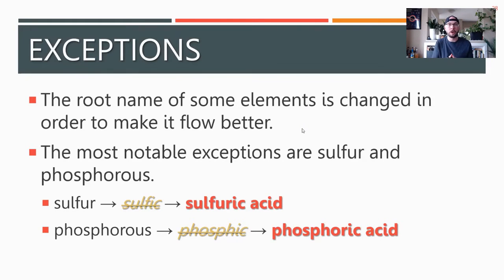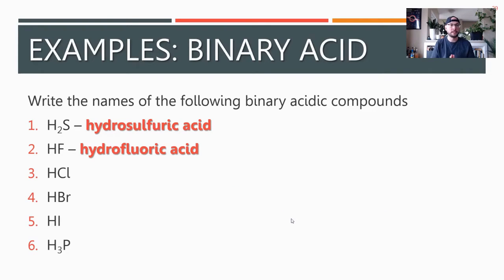Okay, there are a couple of exceptions to this. We do not call it hydrosulfic acid. We call it hydrosulfuric acid. So we don't drop the ending of that sulfur. We keep the root name and the end, because it just flows better. Same thing with phosphoric acid. We don't call it hydrophosphic acid. We call it hydrophosphoric acid. So if we had a binary acid, this would be hydrosulfuric, and this would be hydrophosphoric acid. All right, we're just going to name 3 through 6 here.